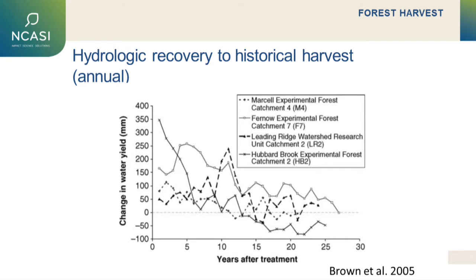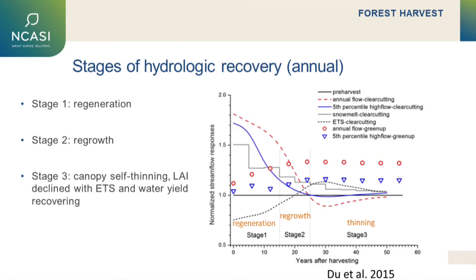But ultimately, as those ET rates continue to increase, you may begin to see a deficit in terms of the hydrologic budget at some sites overall. And so to demonstrate that, this is a figure taken from a hydrological model of Mica Creek watershed in Idaho. So I want you to look specifically at the red dashed line. That is the modeled response to annual flow of clear cutting 100% of the watershed. And so what that demonstrates is that, yes, you see that expected increase in annual flow during stage one. And they've defined stage one as that regeneration period.